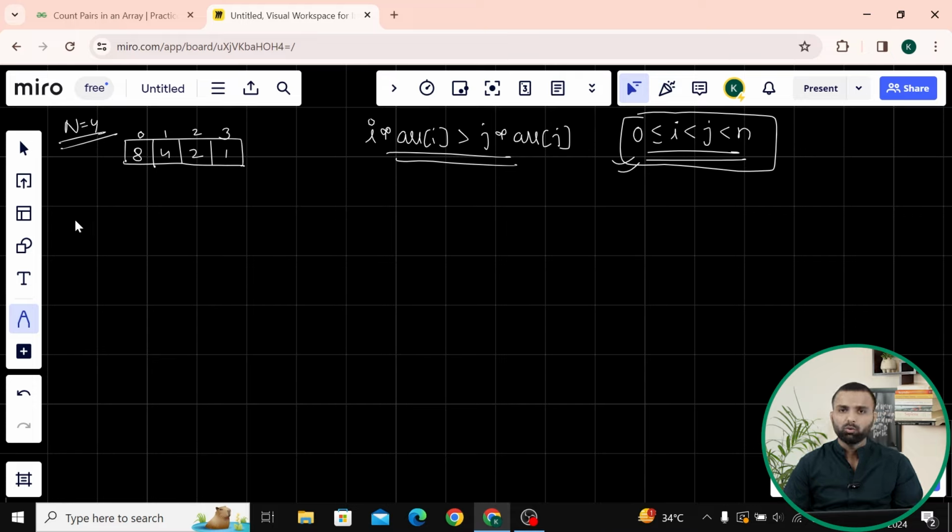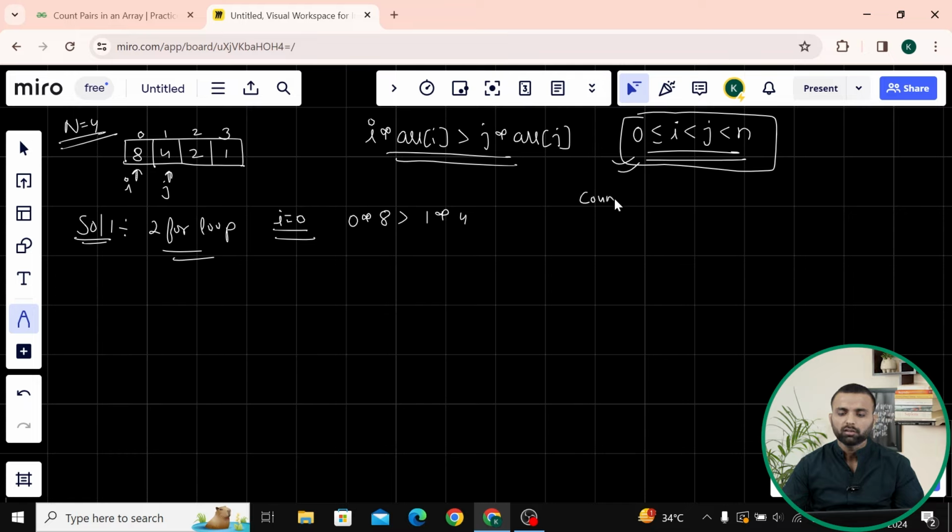So the first intuition which came to my mind is simply we use two loops. Solution 1 here is we are using two for loops, right? Currently, for example, my i is here and my j is here. j is pointing to i plus 1. Let me write here i equal to 0. In this case my i is 0, so in this condition, 8 is greater than j, that is 1 into 4? No, it's not. So here my count initially is 0. It remains 0 when i equals 0 and j equals 1.